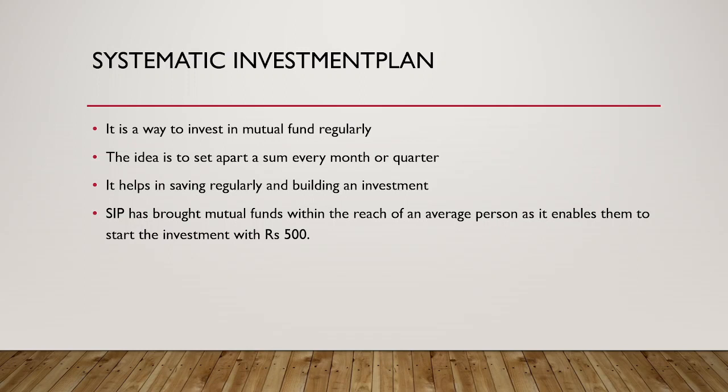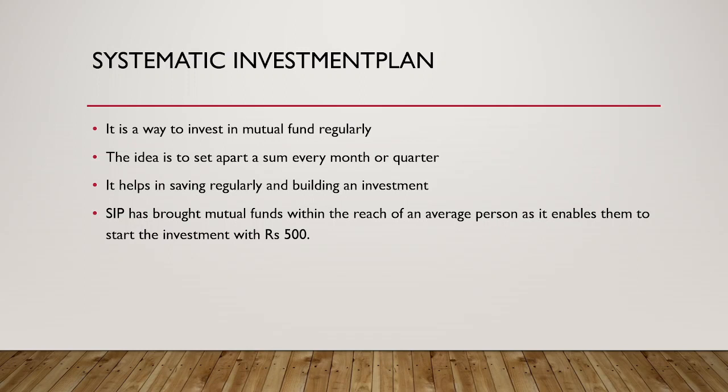So the features are: it's a way to invest in mutual funds regularly. It's like a recurring deposit scheme. The idea is to set apart a sum every month or a quarter. The same amount of money is invested in the mutual funds. It helps in saving regularly. A saving habit is formed, and it helps in building an investment corpus for the investor. Another important aspect of the systematic investment plan is that it has brought mutual funds within the reach of an average person, as it enables them to start the investment with rupees 500.